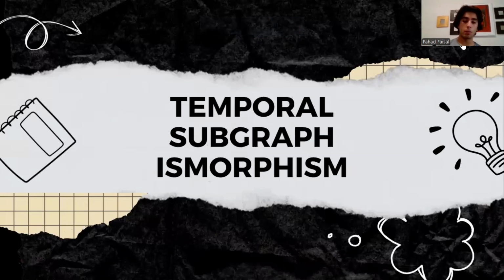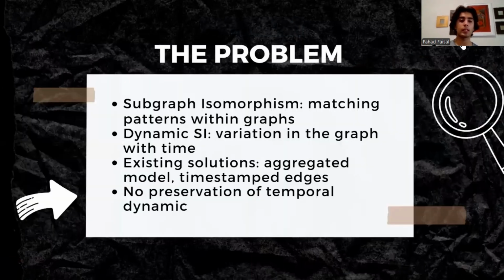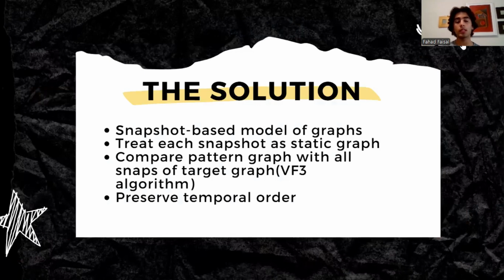Temporal subgraph isomorphism. Basically, the problem is finding subgraph isomorphism between dynamic graphs, graphs that change with time. The existing solutions that solve this problem use an aggregated model with time-stamped edges, and they did not maintain the temporal order of the dynamic graphs. Where Oberoi solved this problem, he used a snapshot-based model, which basically treated each snapshot of the dynamic graph as a static graph, and he used the VF3 algorithm to find subgraph isomorphism between these snapshots of the dynamic graph. And this, of course, allowed him to maintain the temporal order of the whole dynamic graph.